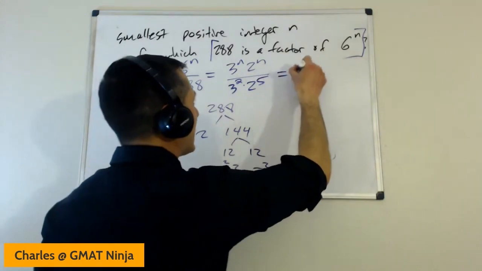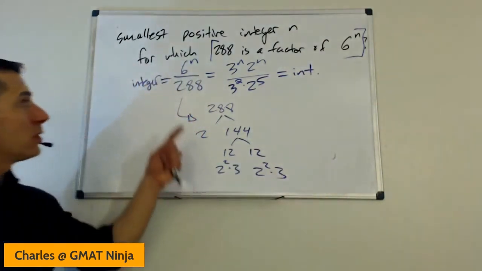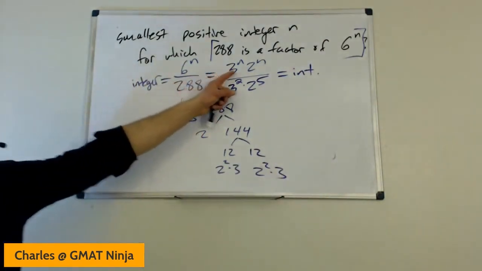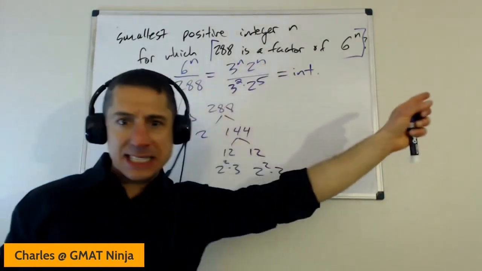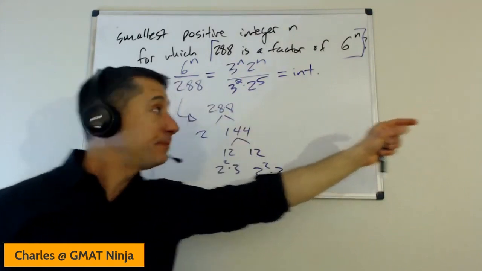Now again, this thing has to be an integer. And we're looking for the smallest value of n that makes this an integer. So what do we need? Well, what happens if n is 2? So I think that's the answer I saw some people picking in the live group.